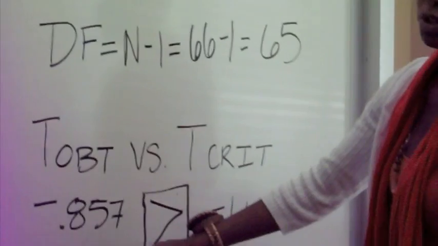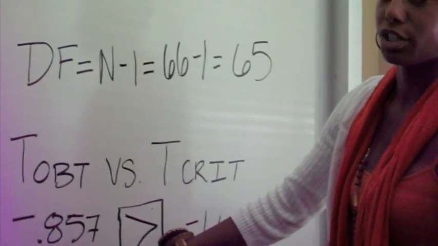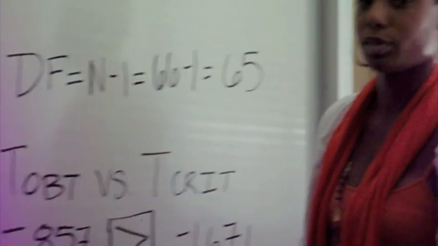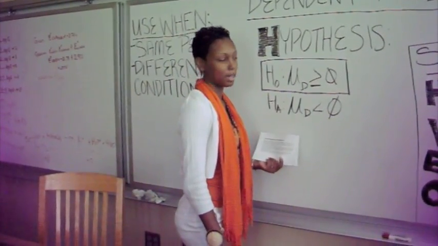So our T obtained was greater than our T crit. This means that it's not in the region of rejection. Therefore, we retain our null hypothesis. In conclusion, we retain the null hypothesis.